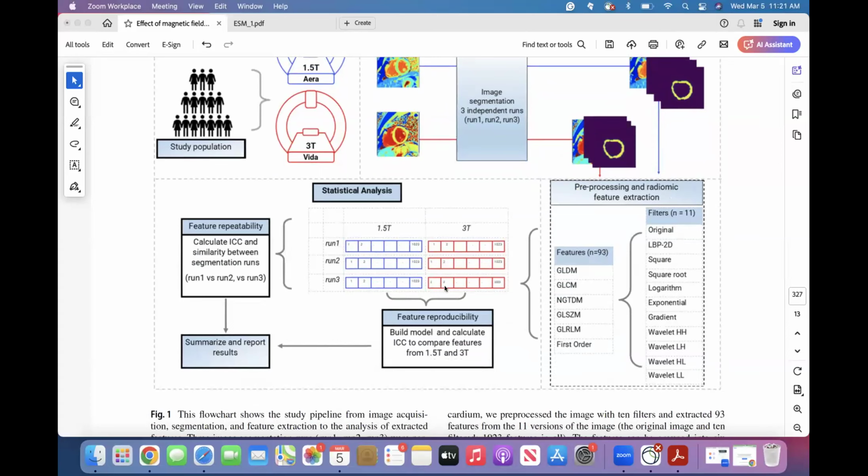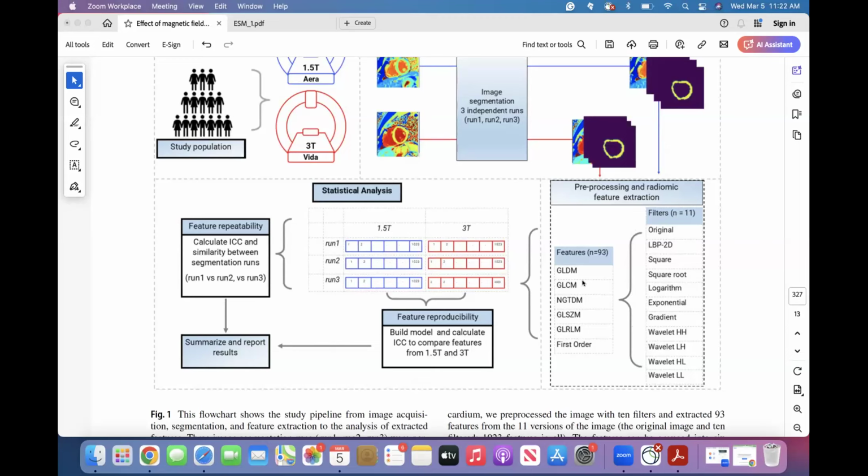features were extracted. Essentially, these filters can be grouped into 2 main categories, at least depending on how we look at them, right? So we can talk about filters that transform the image based on point operation. So they transform single pixel values. Examples are the square root, the square, the logarithm, the exponential. And then filters that process pixels based on that pixel and surrounding pixels. Examples are the gradient, the LBP 2D, and the wavelet filters.